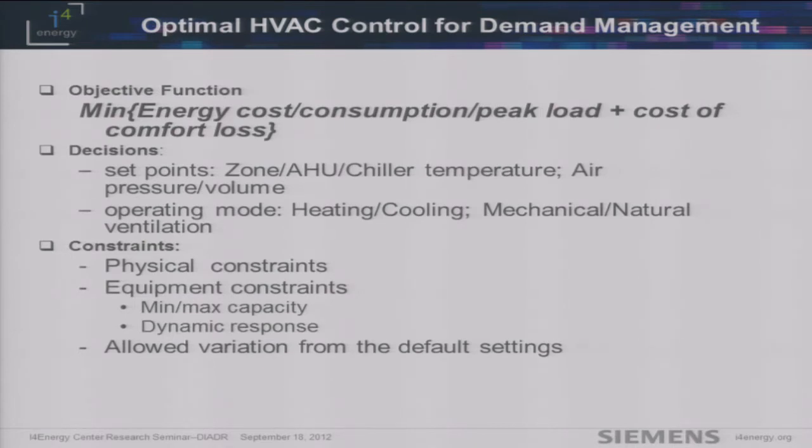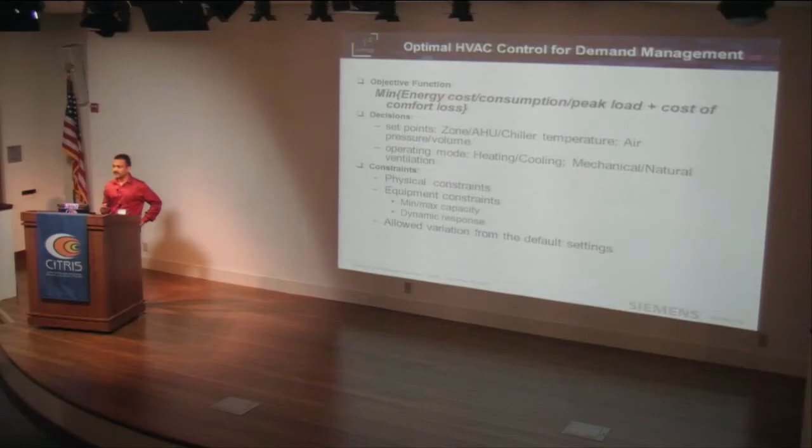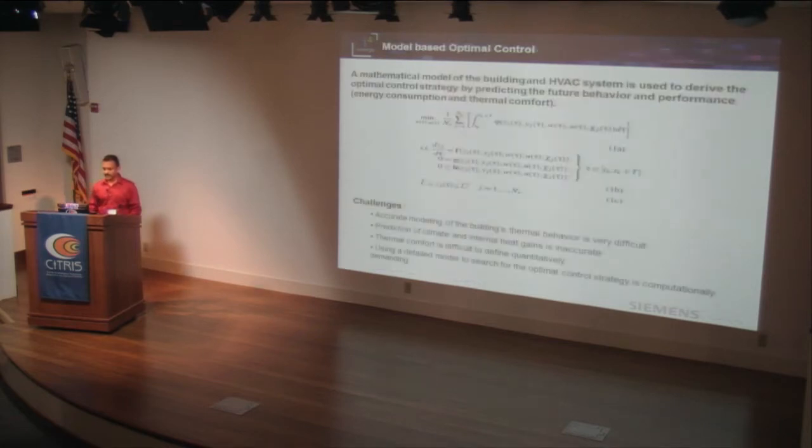The constraints are something we always need to consider to come up with the right strategies: physical equipment constraints and also the limits that are allowed to change. All these things have to be considered to evaluate the best strategy for this building.